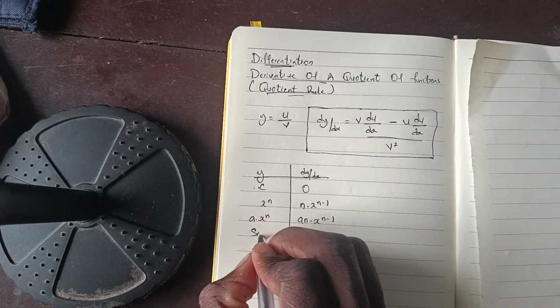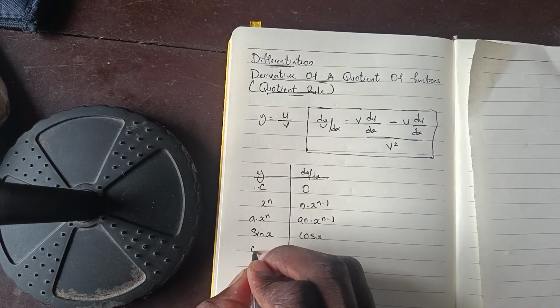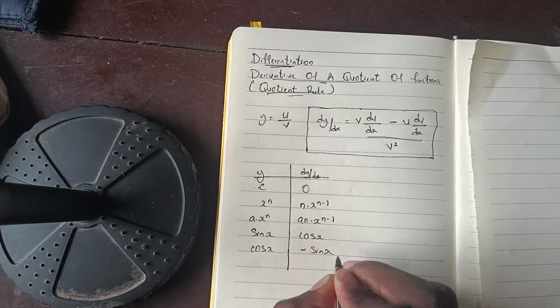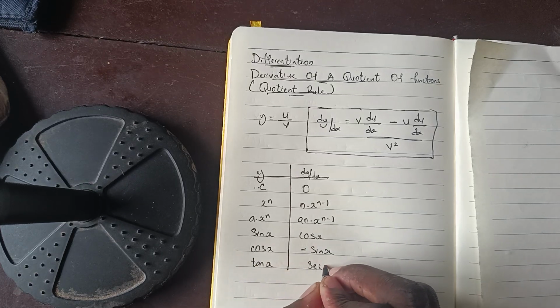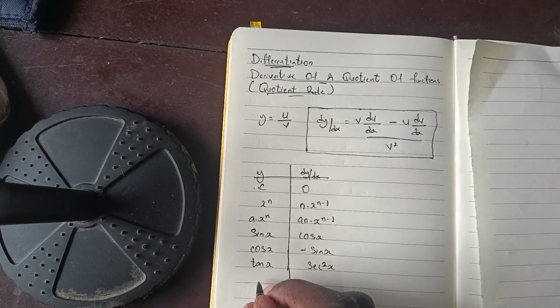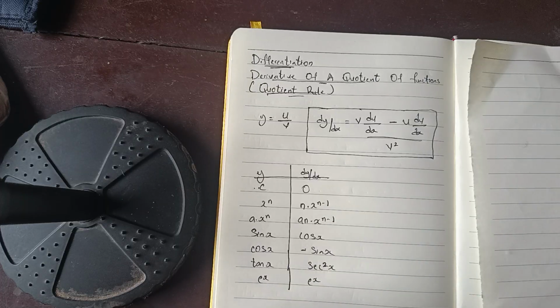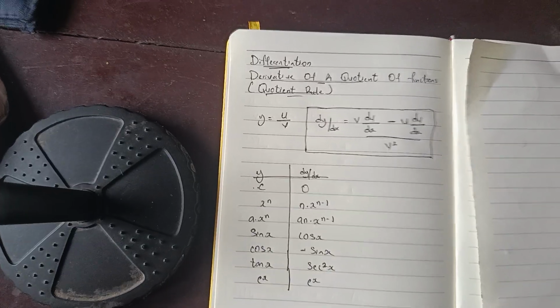We have sine x. When differentiating it changes to cos x. We have cos x. When differentiating it changes to minus sine x. We have tan x, which changes to sec squared x. And we have exponential x, which changes to exponential x. So please, these rules are very important while differentiating. So back to our topic for the day.